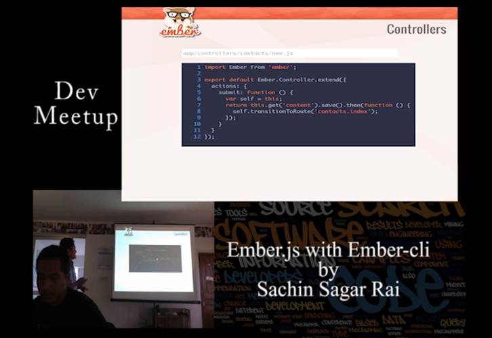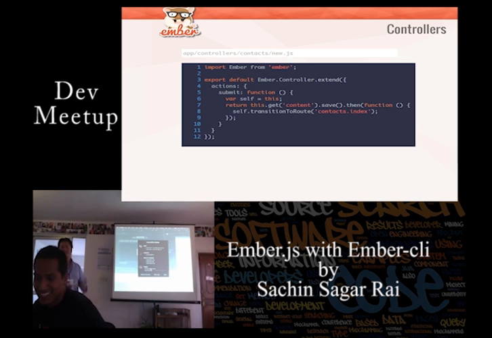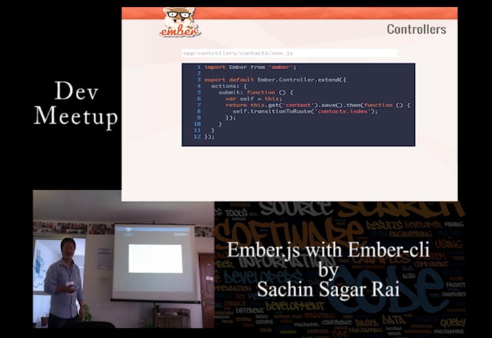So the thing we are seeing is this.get content over here. It's the same model instance. This is the model thing, and it will be saving and transitioning to the contact index over here. So it acts like a proxy for the models.